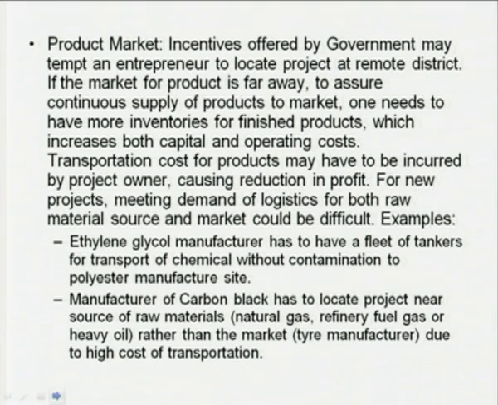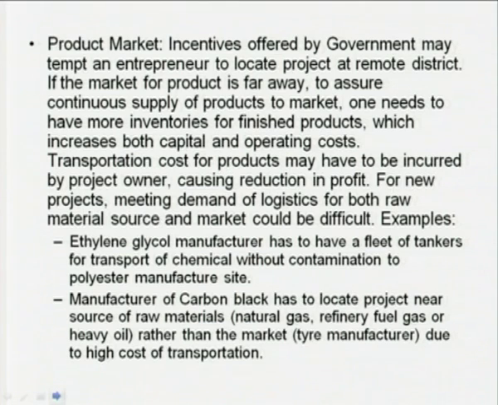And then if the markets are competitive, if there are, let us say, many producers of the same product, then the project owner may have to bear the transportation cost of dispatching the product to the marketplace. This will also take away some of the profit. Okay. So, for some special projects, let us say for ethylene glycol, which is used for polyester fiber, the project owner may have to have his own dedicated fleet of tankers to avoid any contamination. That will add to the cost of the capital investment.